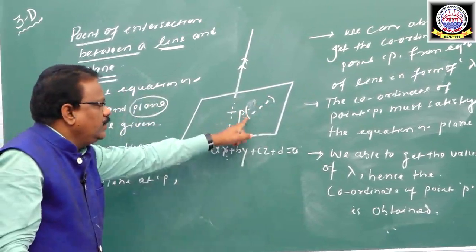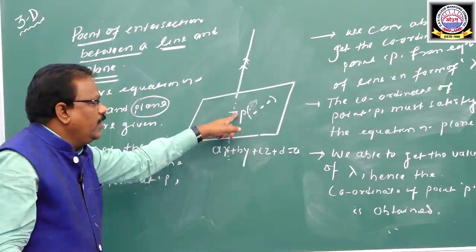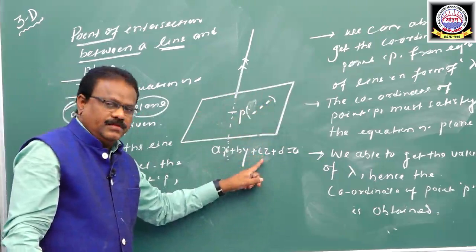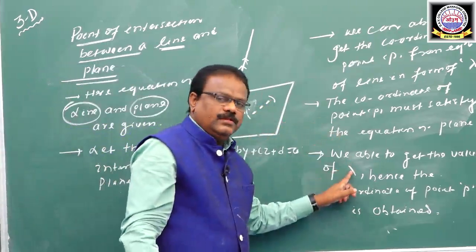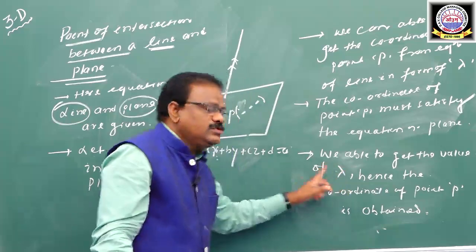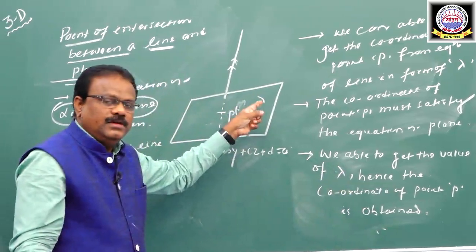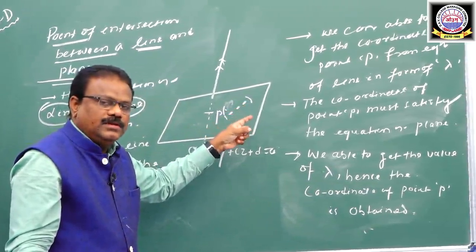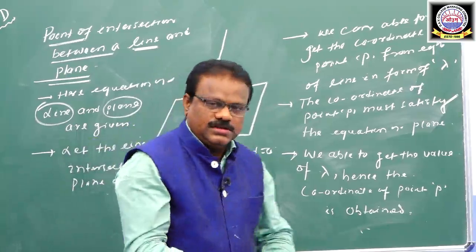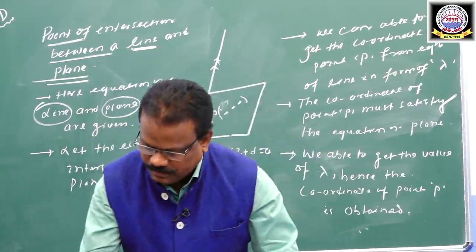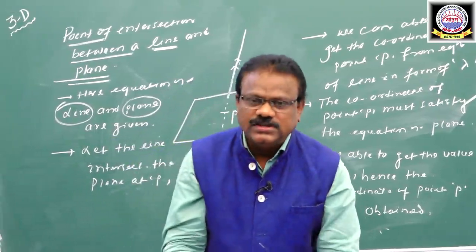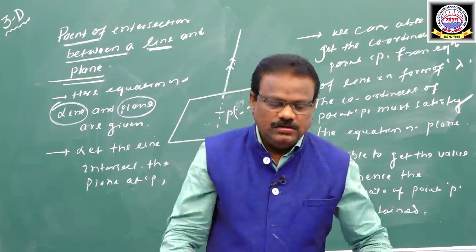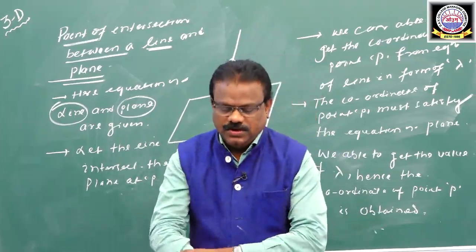Then after getting the coordinates of the point, which is the common point between the line and the plane, the coordinate of the point P must satisfy the equation of the plane. After putting that, we will get the value of lambda. Put the value of lambda here, then we will get the coordinates of the point P, which is the point of intersection between the line and the plane.